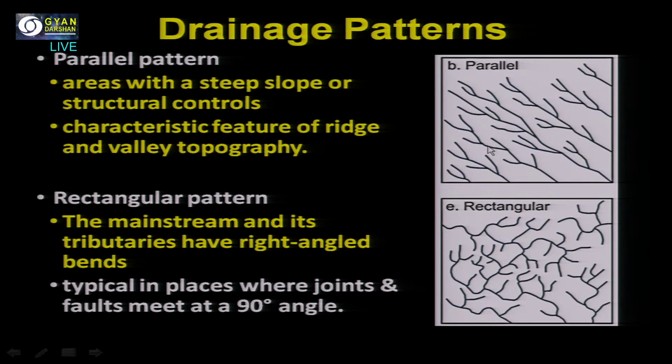The other pattern is the rectangular pattern. Here the streams, as you see in figure E, are in rectangular shape, and here the main stream and its tributaries have right-angled bends. Typically these bends occur where there are joints and faults, and they meet at a 90-degree angle.